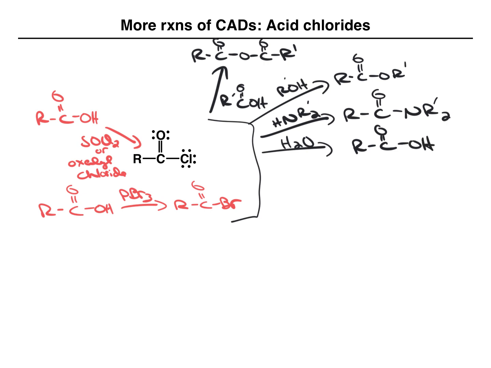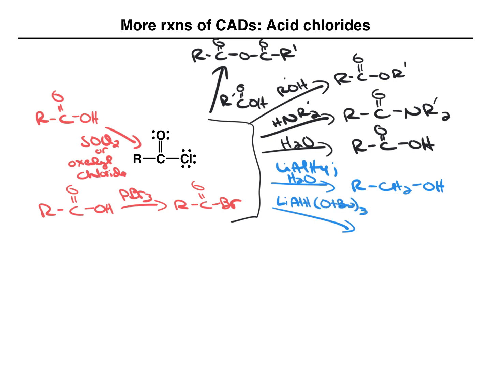In addition to this interconversion of carboxylic acid derivatives, some other reactions that acid chlorides and acid bromides can undergo would include reduction. So if we use lithium aluminum hydride followed by water, that is going to give us a primary alcohol. If instead we use this reagent, lithium tri-t-butoxy aluminum hydride, followed by water, then we can reduce an acid halide to an aldehyde. And then a few other reactions.